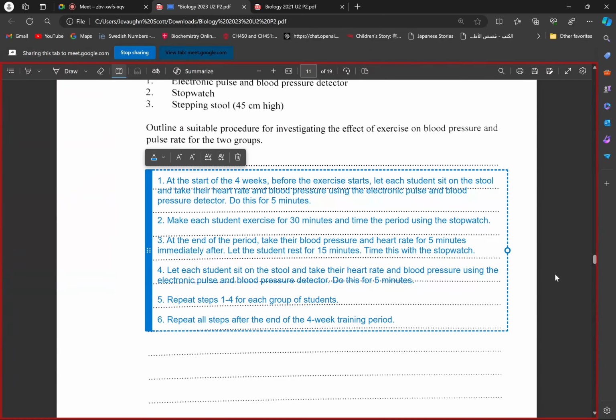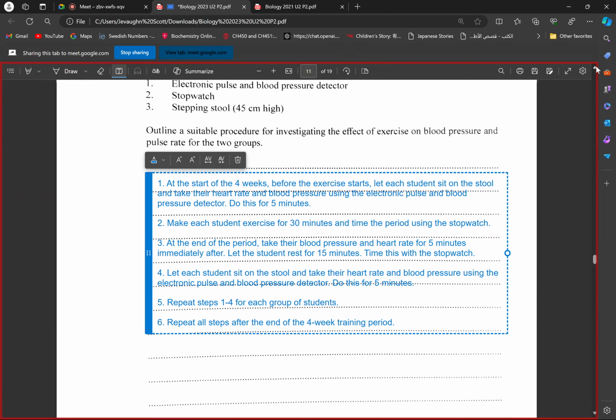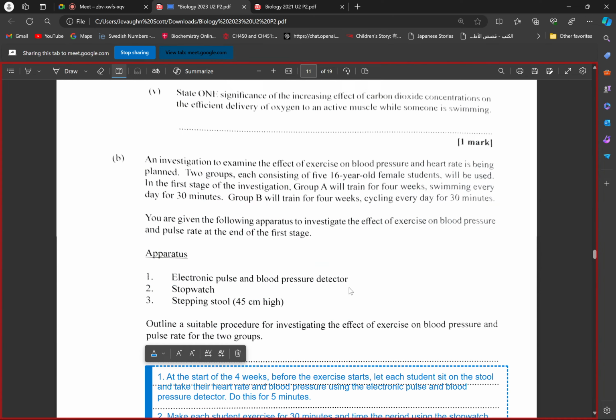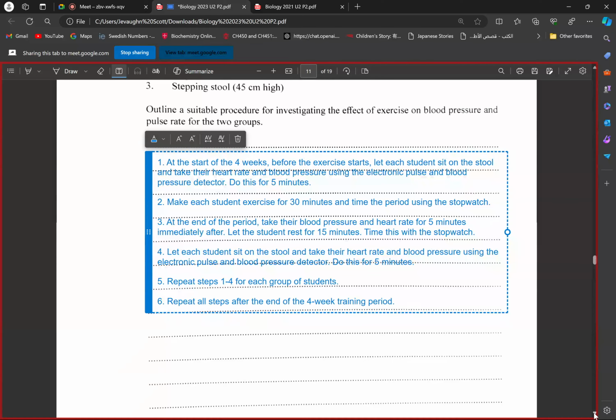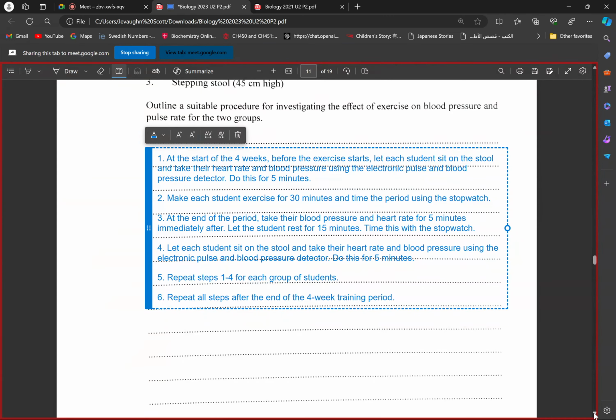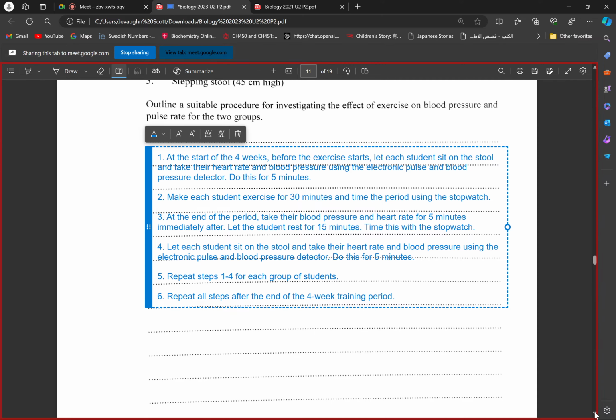I think it is fairly okay, because you'll be able to get out everything that you need. You're using all the apparatus, so everything should be fine here. Usually for this lab in module 3, almost everybody who does unit 2 biology has already done it. There are different ways of doing it. Generally, you do it before, during, and after, to measure the effect of exercise on the blood pressure and heart rate.